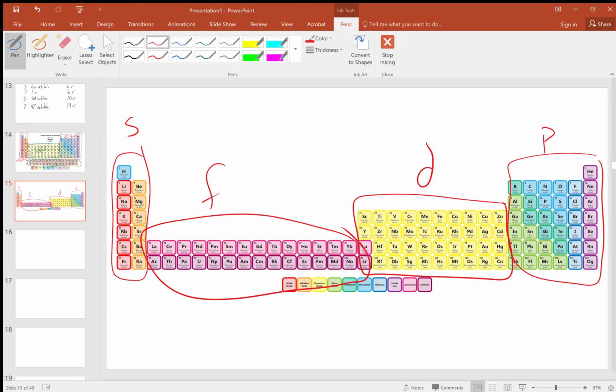So our next step, and that's where our next video will be, is to start looking at how we actually come up with the configurations and the arrangements of electrons for specific atoms. And we do that because that's what determines how bonds form.